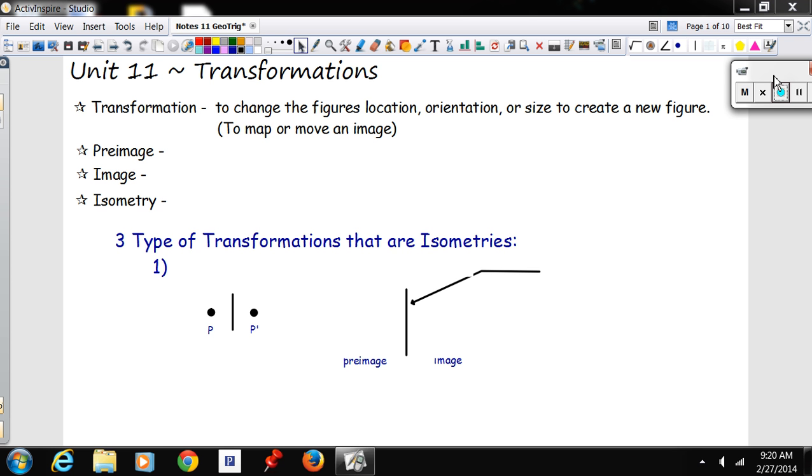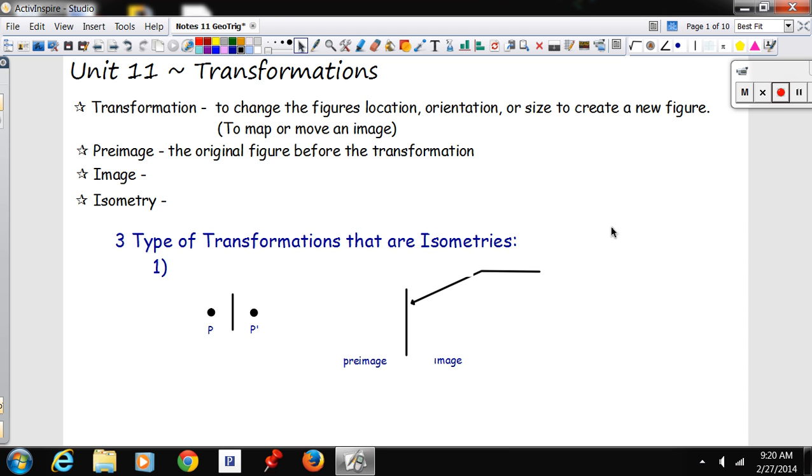That's a transformation. The pre-image is the original image, the image before we transform it. It's basically the image that we start with. That's what we call the pre-image, the image before we do any transformation. The original. The image is what we call the figure after the transformation. I'm not sure why they didn't do image and then post-image, but they did it the other way around. They did pre-image and then image. Image is what you get after you do the transformation.